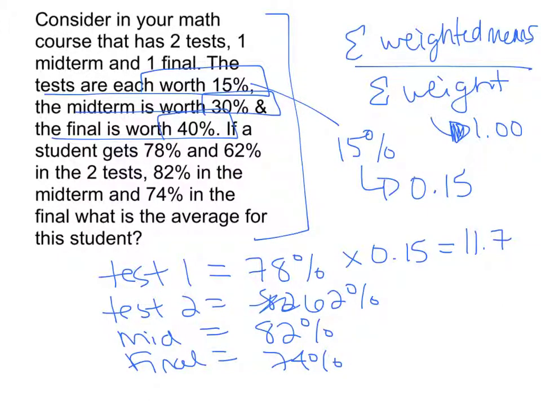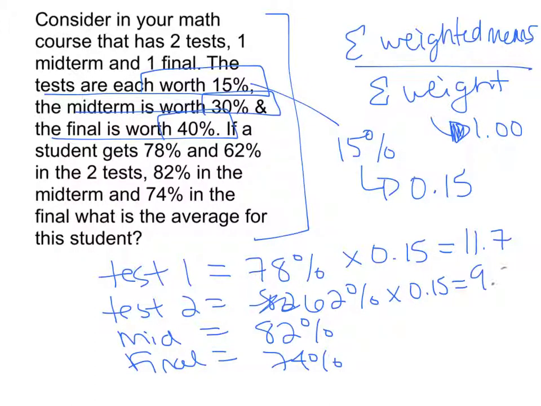Essentially what that means is that if the student only did one test and got a 78% and just stopped going and forgot that there was an academic drop deadline, then if they got 0 on everything else, they would score 11.7% in the course. That's what that means. So we're going to do the same thing for test 2 because it is also worth 0.15. We take the 62 and multiply it by 0.15.